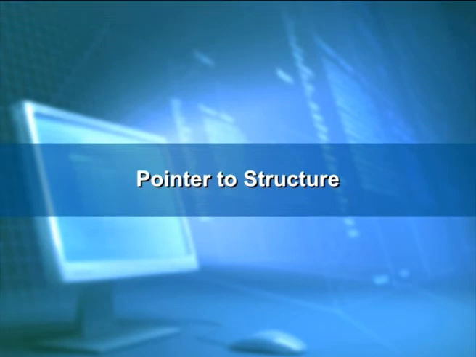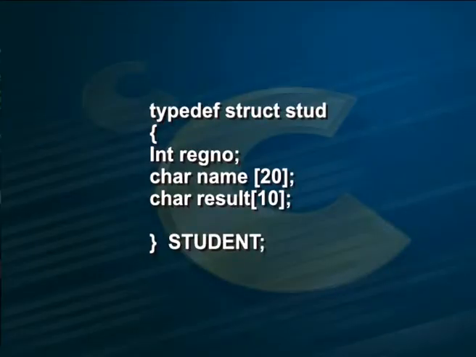Pointer to structure. A pointer is helpful to create a structure dynamically. A group of structures may also be created dynamically using a pointer. A pointer to a structure is similar to a pointer to an ordinary variable. It is created in the same way that a pointer to an ordinary variable is created. For example, typedef struct stud { int register_number; char name[20]; char result[10]; } student; This declares a structure student.